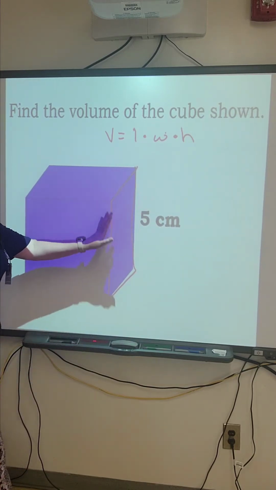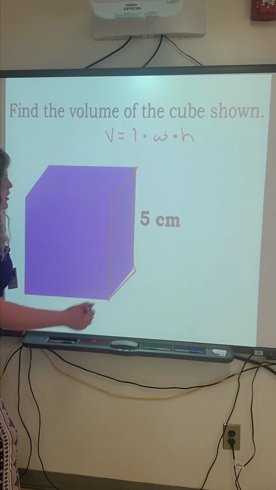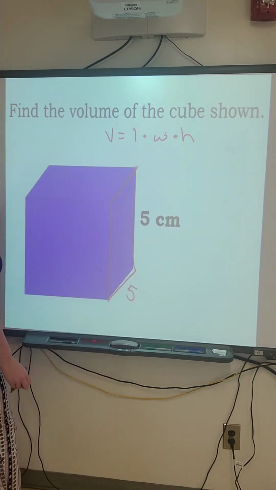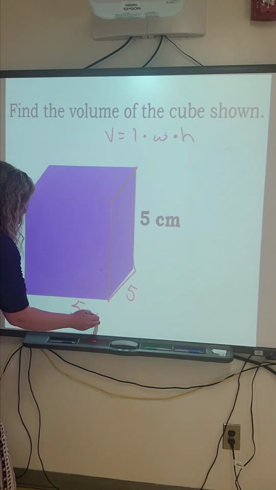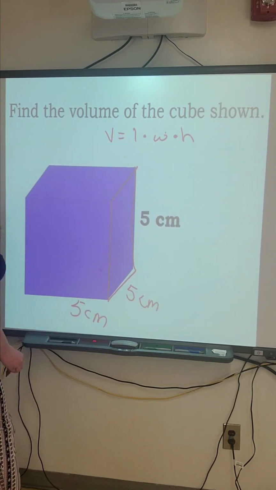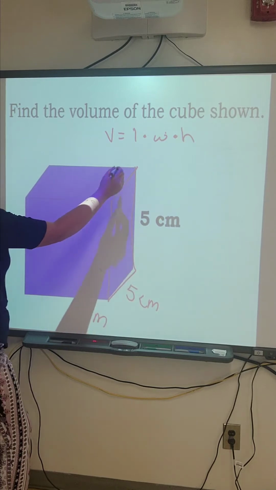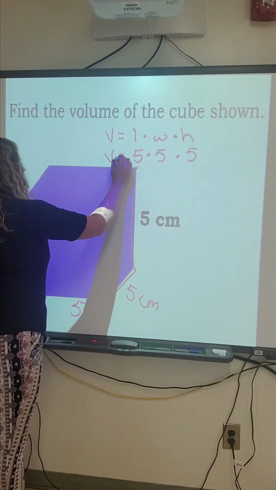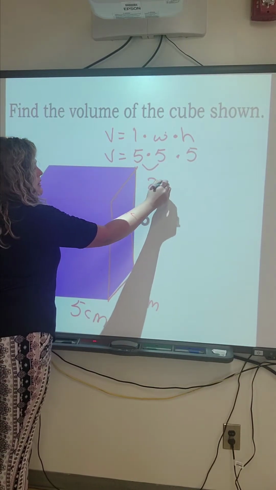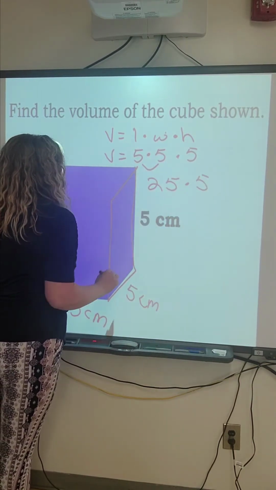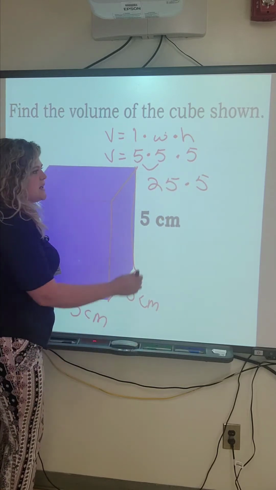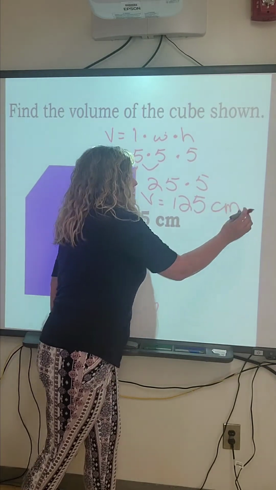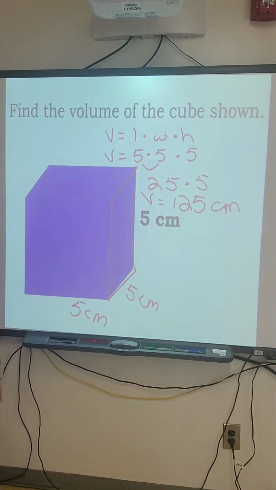It looks like a rectangle, but it's a square. All of these sides around here are going to be 5. So this bottom one's going to be 5, and this bottom one's going to be 5. So length times width times height: 5 times 5 times 5. 5 times 5 will give me 25 times your other 5. 25 times 5 will give me a volume of 125 centimeters.